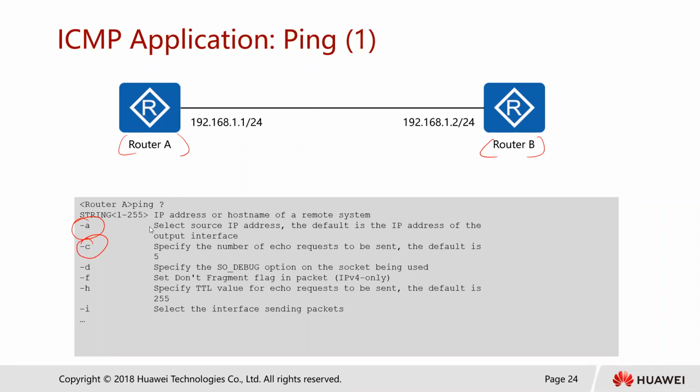All right, we're looking at the count, right? Yes, we're looking at the count, and this specifies the number of times the echo request packets are sent. The default value is always 5, right? And another common one is the H, which is time to live, right? This specifies the time to live value for our ICMP echo requests. The default value is usually 255.